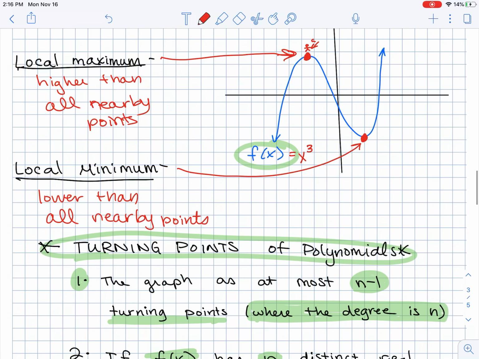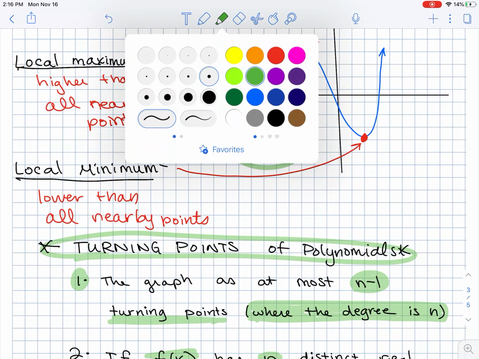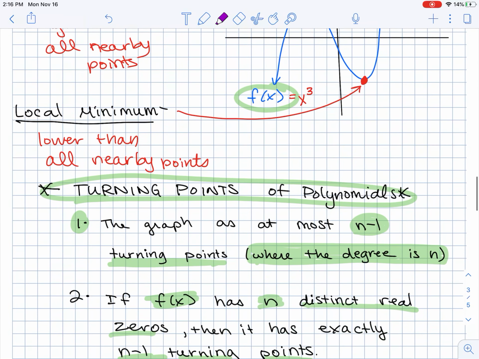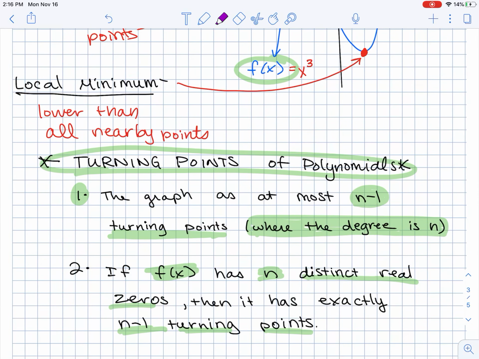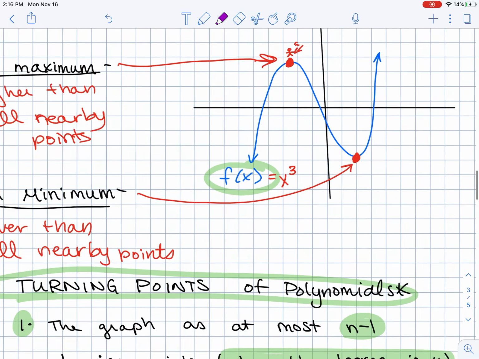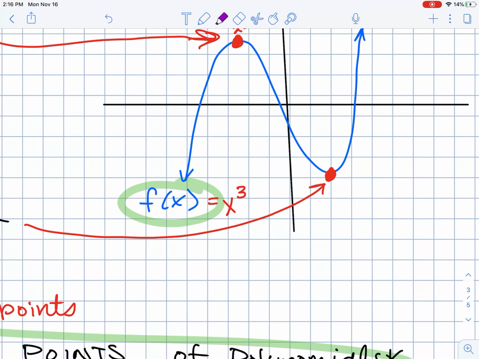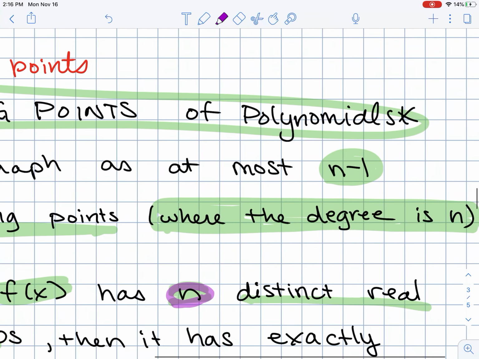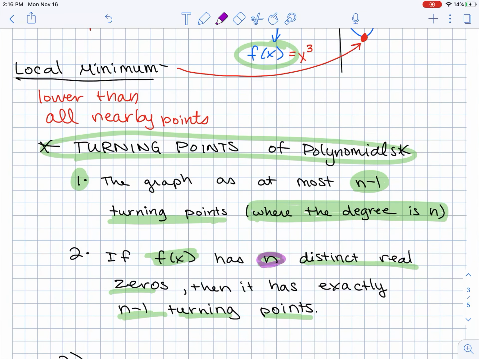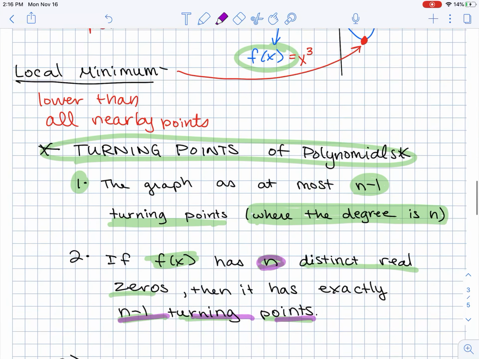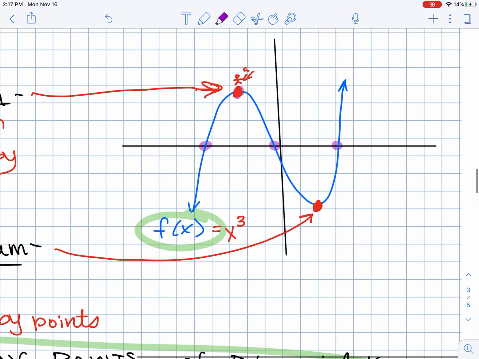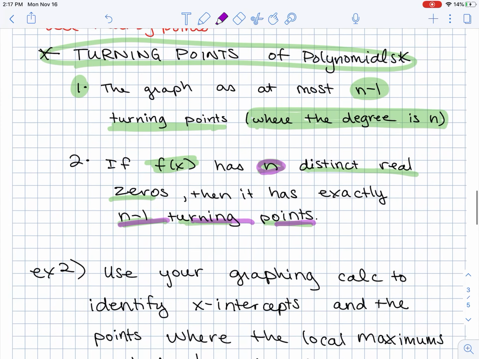The other thing that we want to look at, and I'll put this in purple, is if it has n distinct real roots. A real root is just where it crosses the x-axis. So we see 1, 2, 3 real roots here. If there's 3 real roots, it said that there would be one less turning points. So look at that, there were 3 real roots, and there were only 2 turning points. So both of those are true.